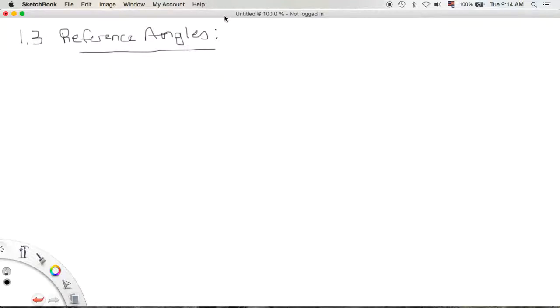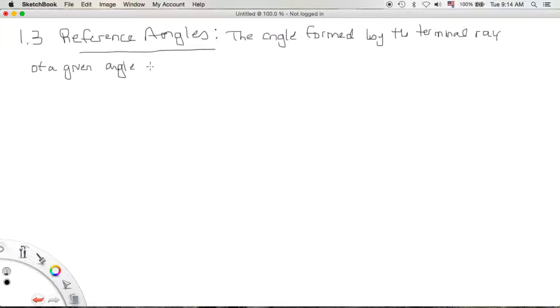So a reference angle is the angle formed by the terminal ray of a given angle and the x-axis. So if you have an angle and it's right here, then its reference angle is the same as the angle.